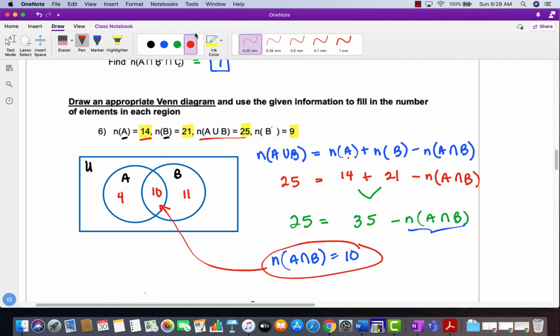Alright, so what's something that we haven't used? What information haven't we used? This here, the complement of B. So remember, the complement of B is everything outside of B. So that will be including this 4 here. So 4 plus what will give you 9? 4 plus 5. So that means you still have 5 outside as part of the universal set. Okay, so that was the only thing we were missing, and we are done.